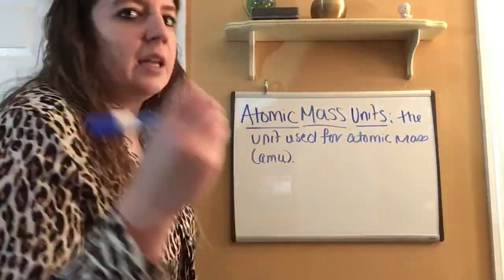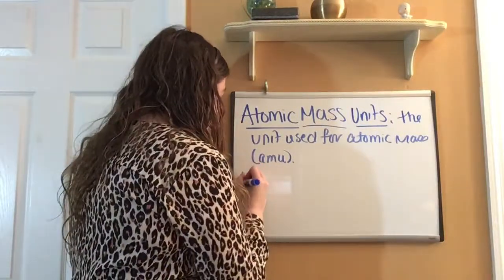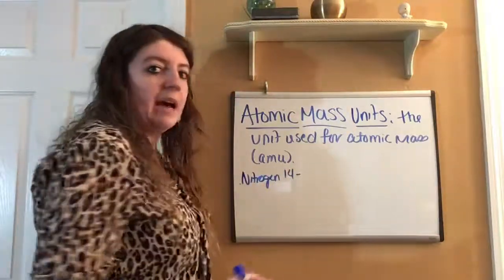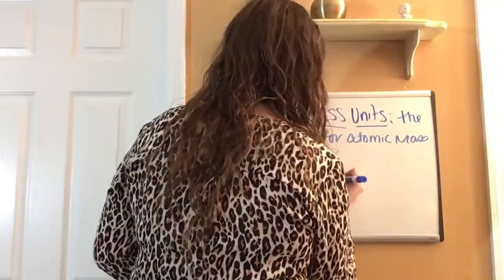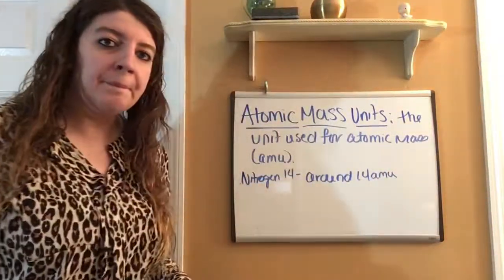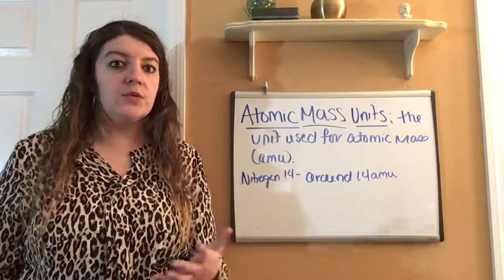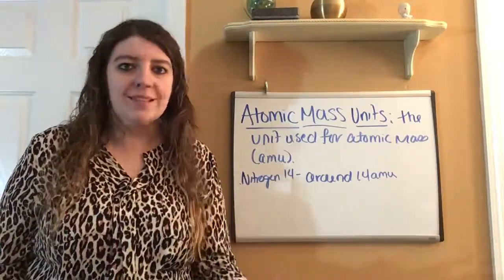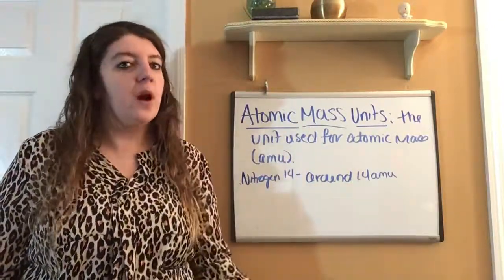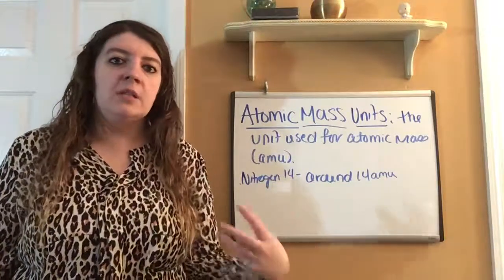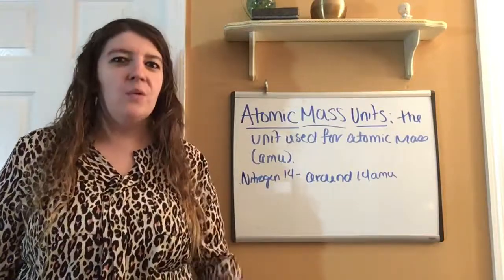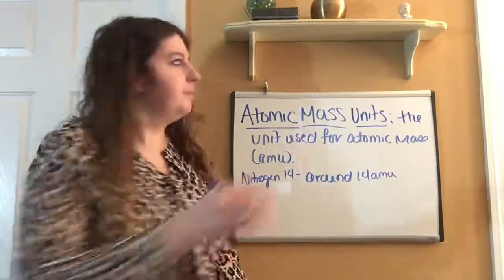So, in theory, if we had nitrogen-14, it would have around 14 AMU. Okay? So that's the unit that we use to express atomic mass. We're going to use it a lot, and we're going to explain how that connects to other things, because from now on when we talk about atomic mass, we're going to be talking about what is known as the average atomic mass, which is what is found in your periodic table.